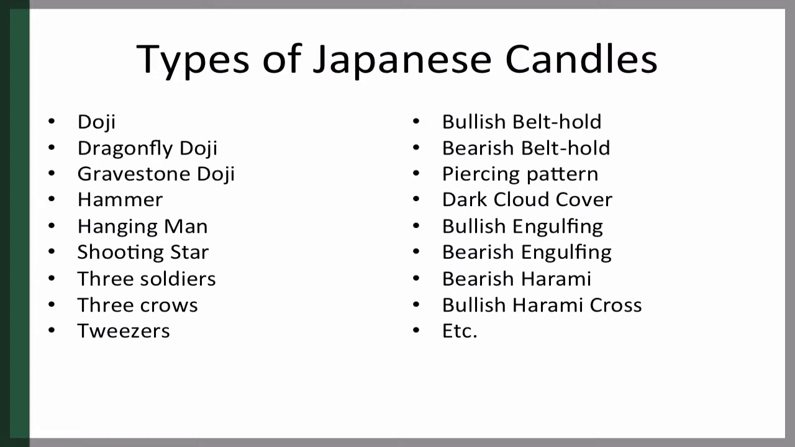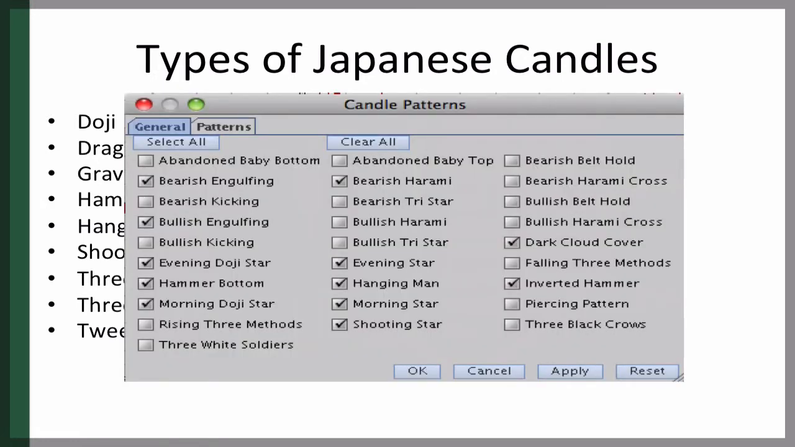Now, the candlestick purists would say, oh, you've got to memorize all of these candles. And here's a chart off of Thinkorswim's charting pattern that shows all sorts of candle patterns, like the bullish kicking and the bullish tri-star and bullish harami cross.